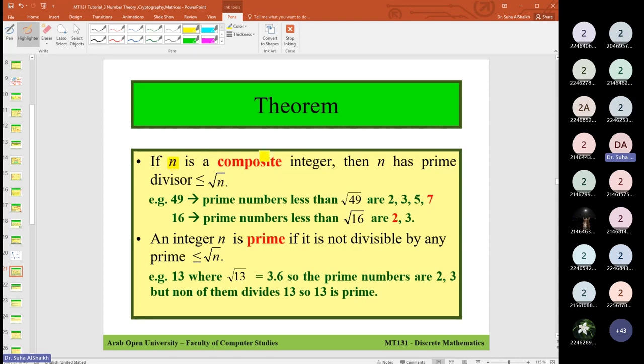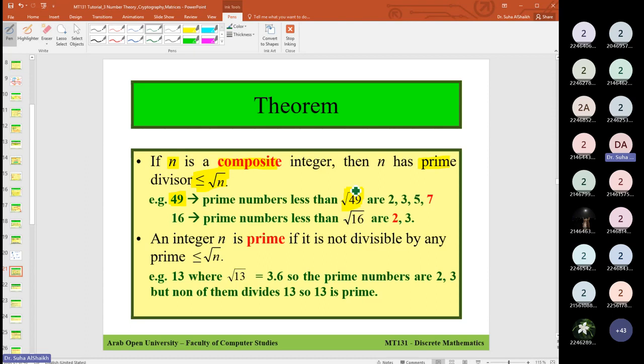If we have a number n and n is a composite integer, then n should have a prime divisor that is less than or equal to the square root of n. A number is said to be composite if it has prime divisors less than or equal to the root of n. For example, 49: if I want to check whether it's prime or not, of course we know 49 is 7 times 7. If we want to check, we find the root of 49.